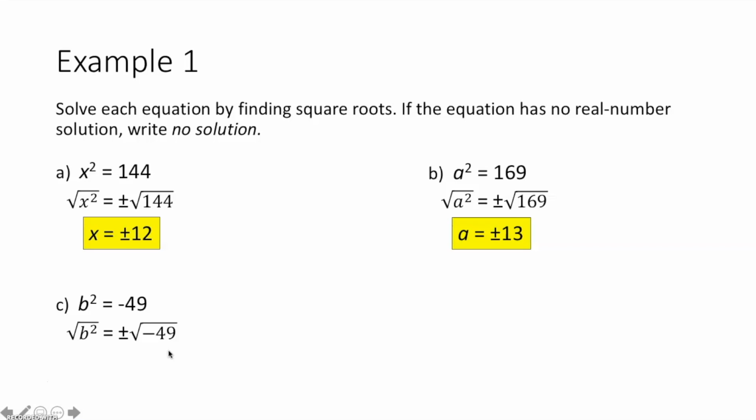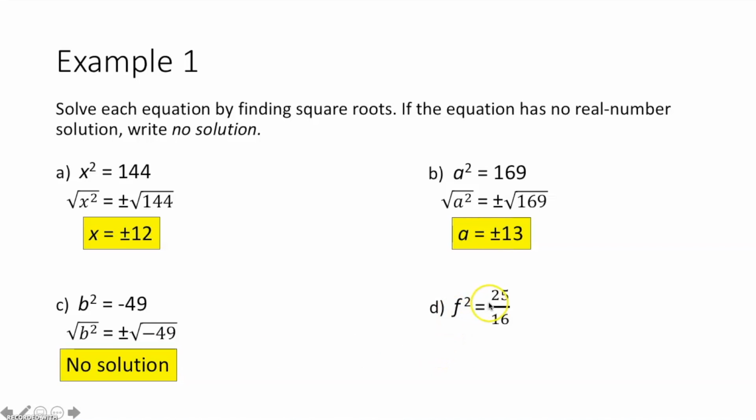They have to be the same number though, right? Well, you can't have two numbers that are the same number multiplied to make a negative. It just doesn't happen. In order to make a negative, one number has to be negative, one number has to be positive. So taking the square root of negative 49, you can't take the square root of a negative number and get a real answer. So what we say is no solution.